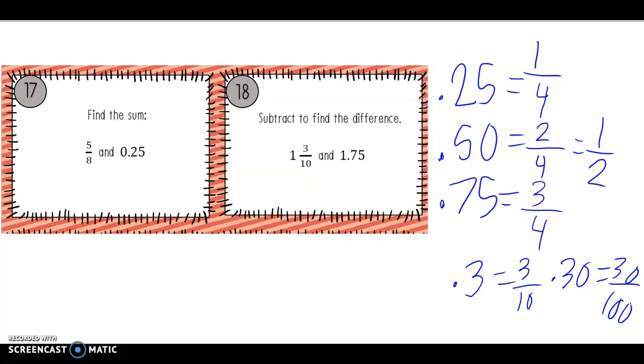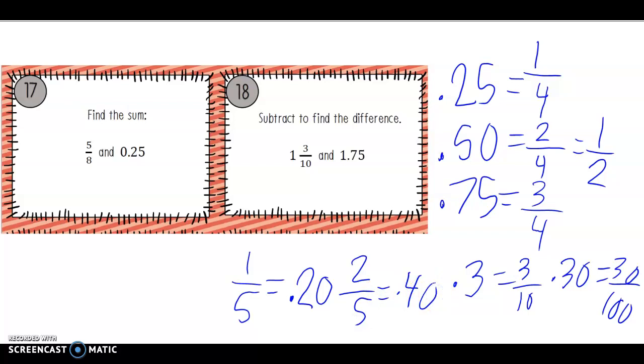And also a lot of you had already realized the fraction decimal equivalent for fifths. It counts by 20s, and so a lot of y'all already had figured that out this year. So like 1/5 is equivalent to 2/10 or 20 hundredths. 2/5 is equivalent to 4/10 or 40 hundredths. 3/5 is equivalent to 6/10 or 60 hundredths, and 4/5 is equivalent to 8/10 or 80 hundredths.